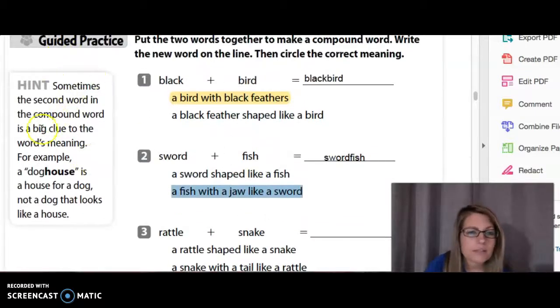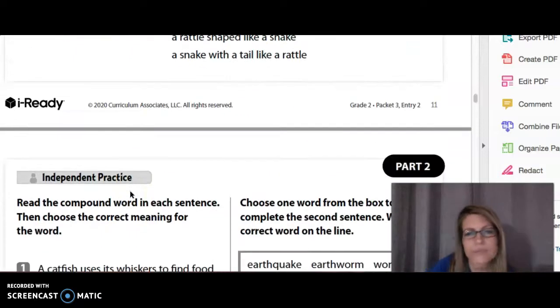Looks like they give us a little hint over here. They say sometimes the second word in the compound word is a big clue to its meaning. So they say the word dog house is a house for a dog. Sometimes you'll have to look at the second word because that'll give you a bigger clue than the first one. The compound word dog house is a house for a dog, not a dog that looks like a house.